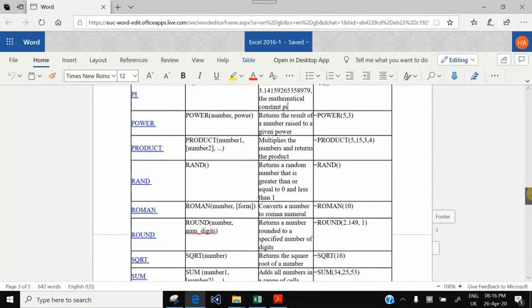PI returns the mathematical constant pi. Power returns the result of a number raised to a given power, like we have power 5.5 and 3. Product multiplies the numbers and returns the product. Product 5, 15, 3, 4 multiplies the numbers and returns the product. Rand returns a random number that is greater than or equal to 0 and less than 1, like this.